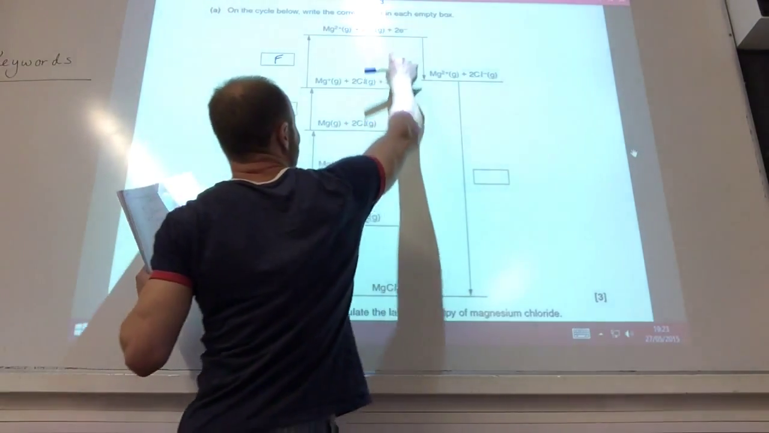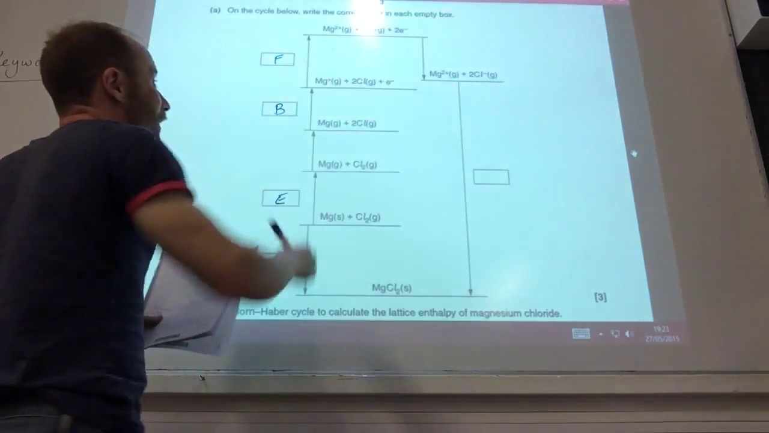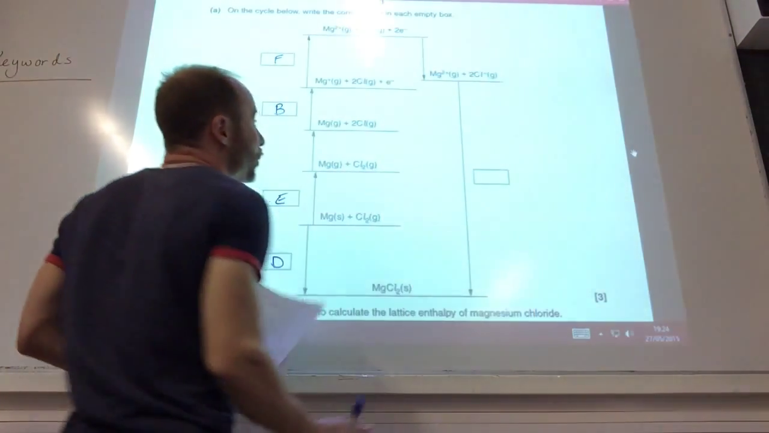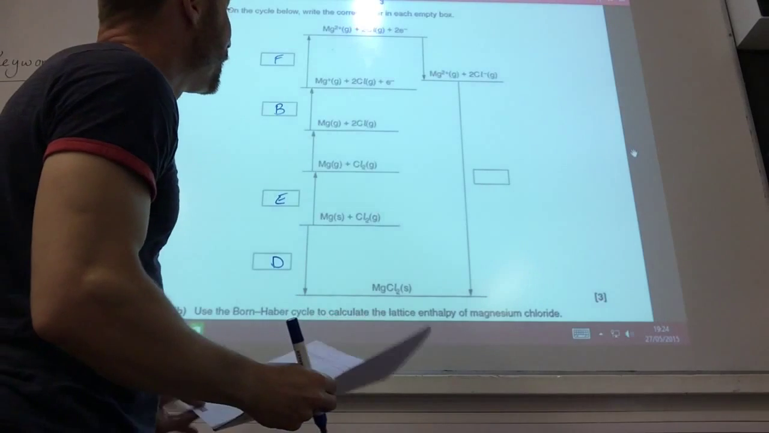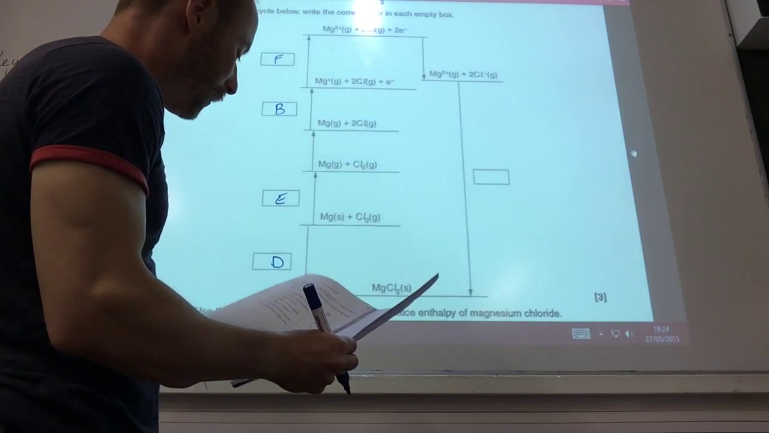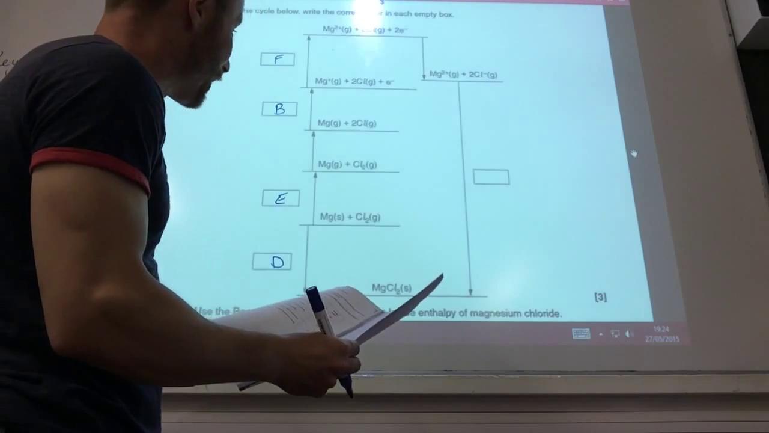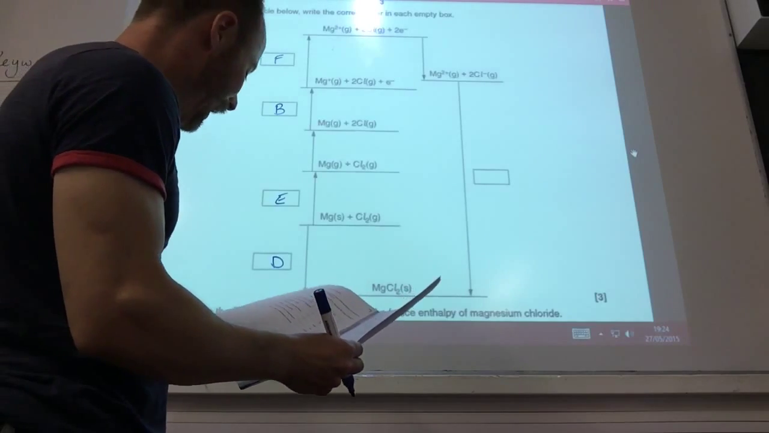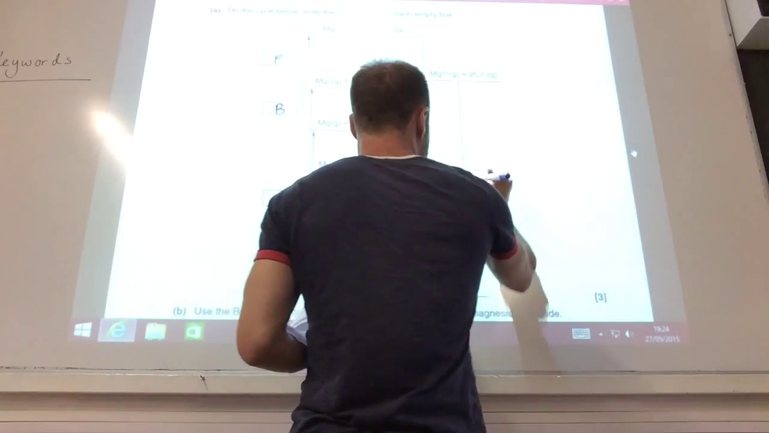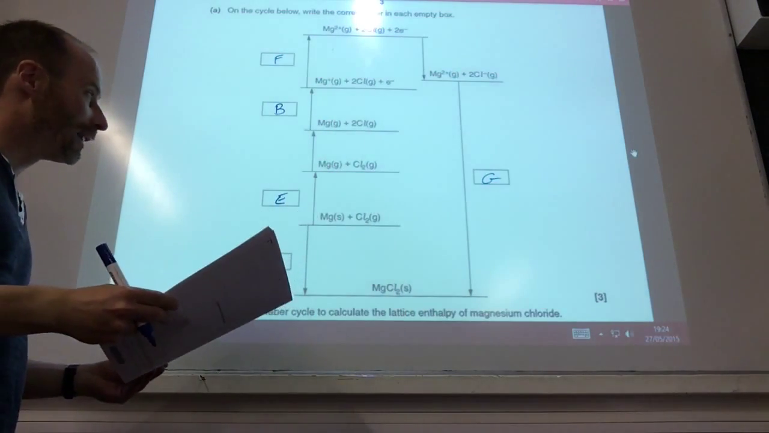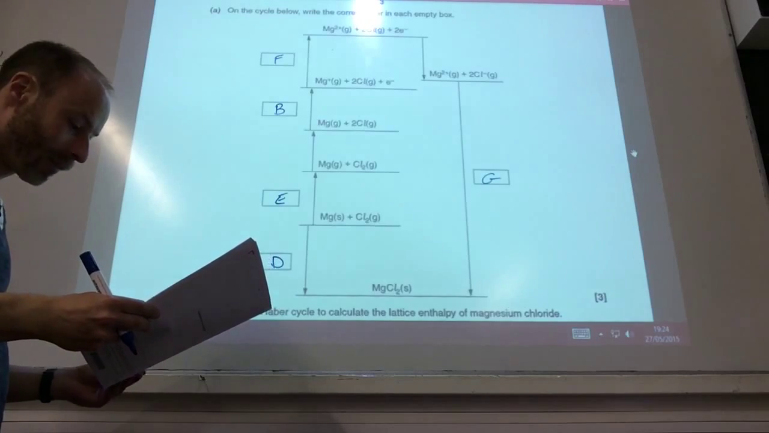The key thing that people leave out are the electrons here, so don't forget that. And then you've got your electrons going on to your chlorine to form the chloride ion. So that's the electron affinity of chlorine, which they've given me as being A. And then finally, the lattice enthalpy of magnesium chloride is going to be G.